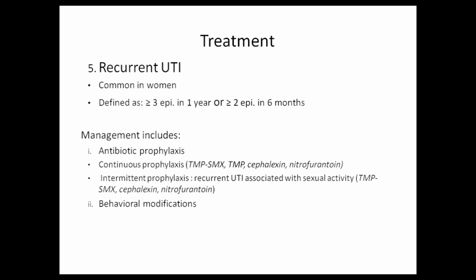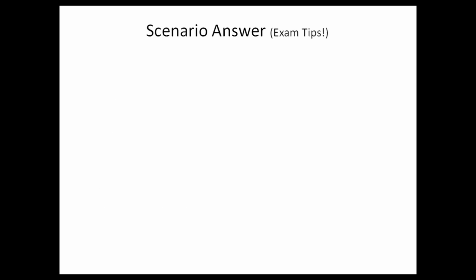Behavioral modifications are also very important in the management of recurrent UTI. They include increased fluid intake so that the bacteria are flushed out in the urine. They include post-coital voiding, and in post-menopausal women, we can also use topical estrogen, which will help in the prevention of recurrent UTI. So in the end, we will solve the scenario.